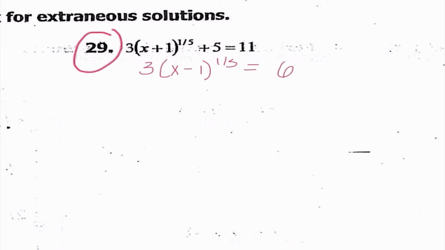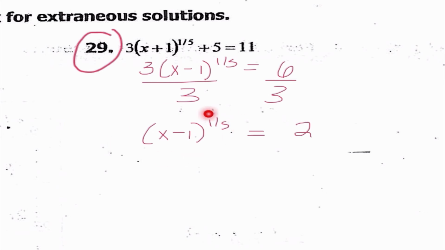So I get 6. Then I need to divide both sides by 3. So I have x minus 1 to the 1/5 power equals 2. So I've succeeded in isolating what's being taken to a power.